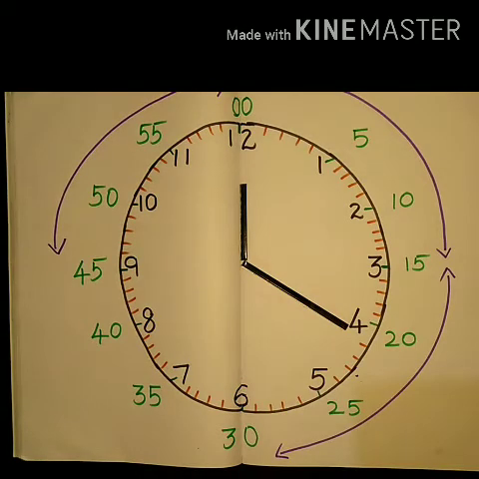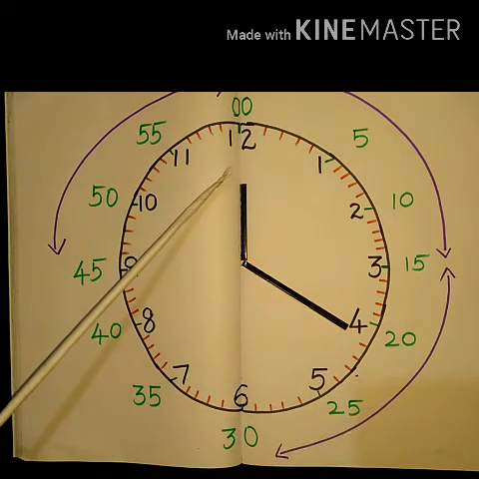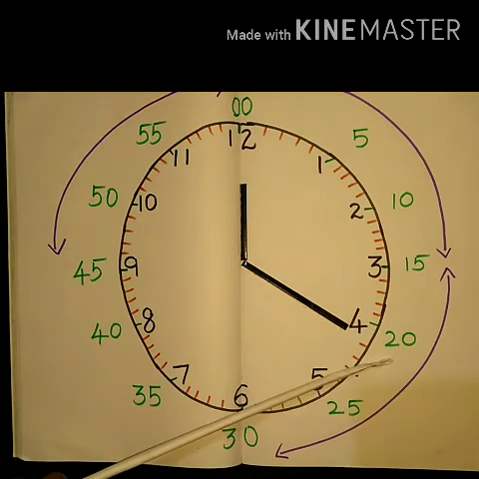Students, now let's see what's the time. First you have to see the hour hand. Here the hour hand is pointed towards 12 and the minute hand is pointed towards 4. 4 means what? 20. So the time is 12 hours 20 minutes.